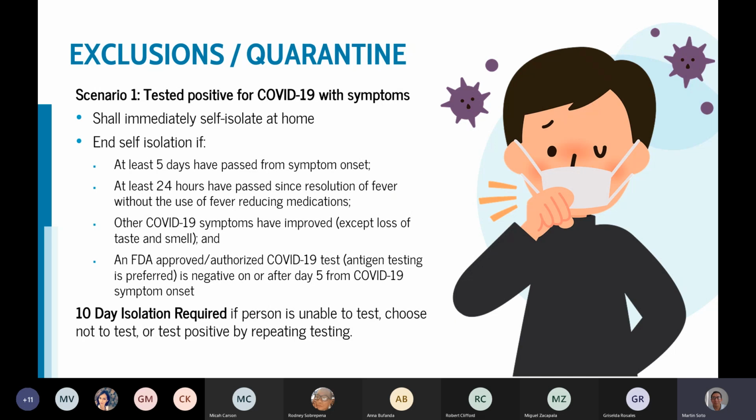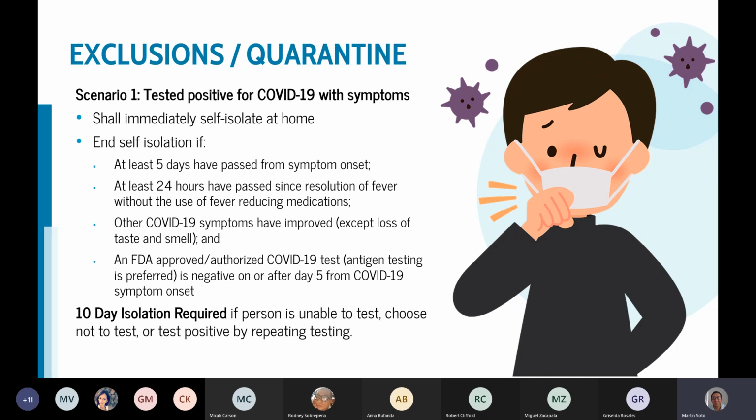Scenario 1. A person tests positive for COVID-19 and has symptoms. This person shall immediately self-isolate at home for 5 days, and not come out or have interaction with anyone, because this is the crucial time when you can infect other people. You can end your isolation if all of these 4 things occur.